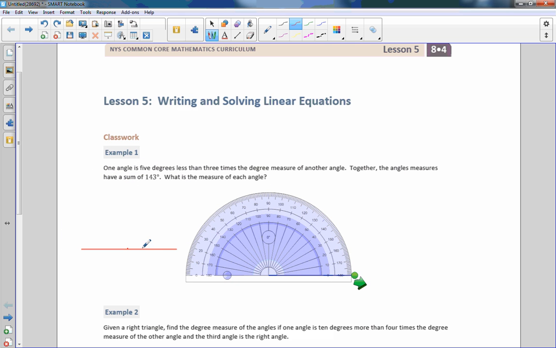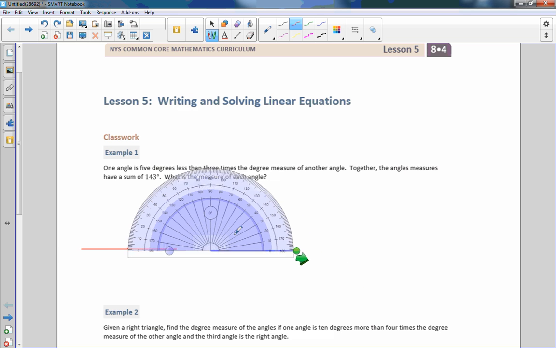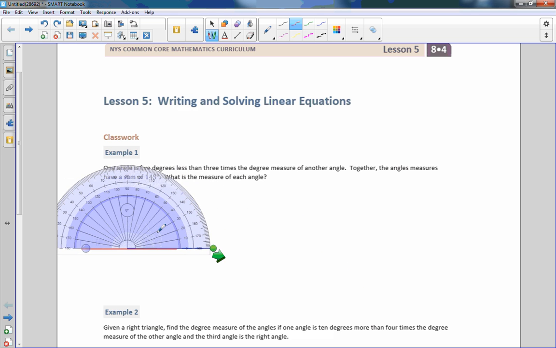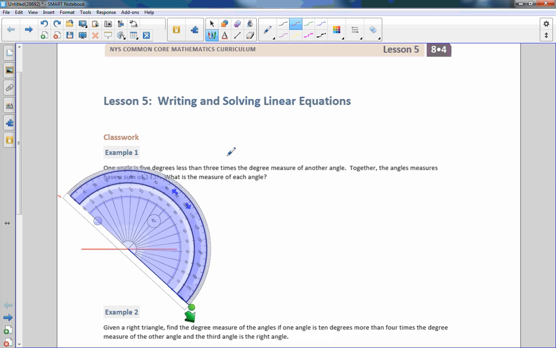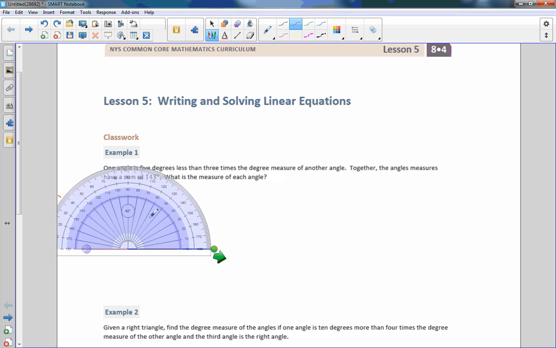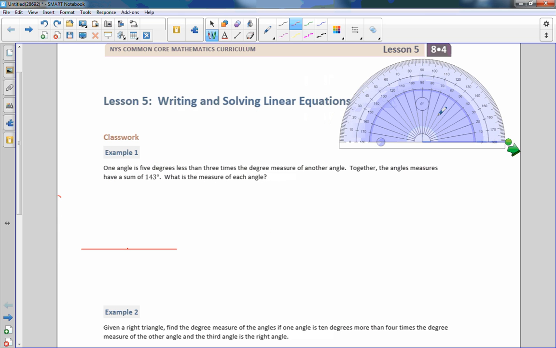So right here, I drew a line segment. I put a dot here. That's where my vertex is going to be. So I'm going to put my protractor right on there, and I'm going to come over to 143 degrees. So starting here, 0 all the way over to 145 is here, over 2 more. 143 is approximately there. Okay, so I'm going to move this over here now.